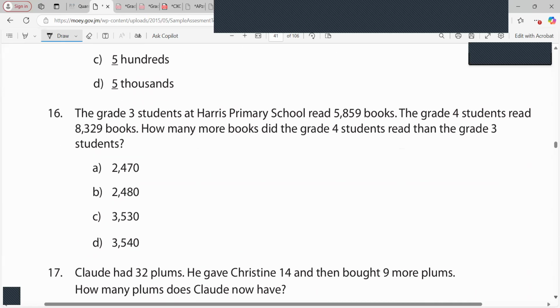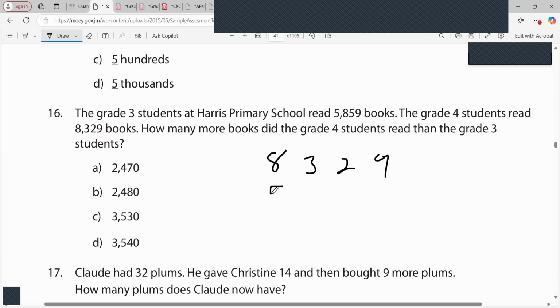Number 16 says, the grade 3 students at Harris Primary School read 5,859 books. The grade 4 students read 8,329 books. How many more books did the grade 4 students read than the grade 3 students? So we are supposed to find the difference. So we have 8,329, and we're going to take away the 5,859.